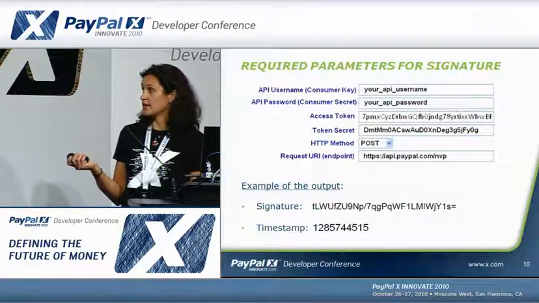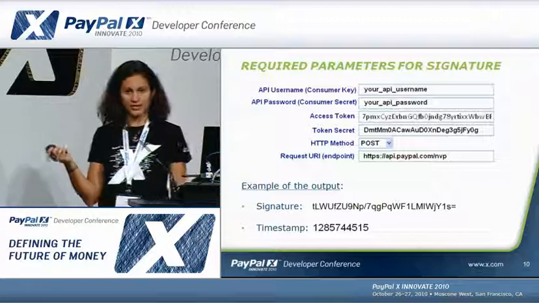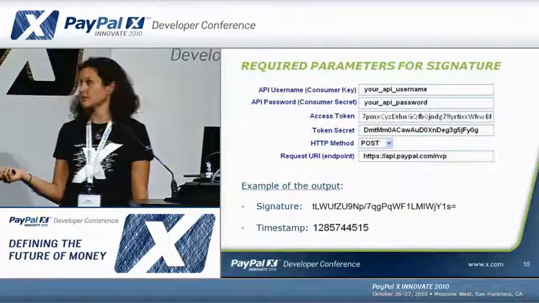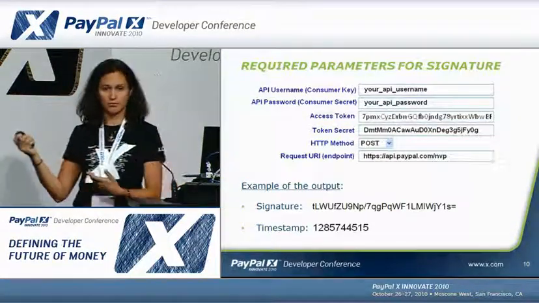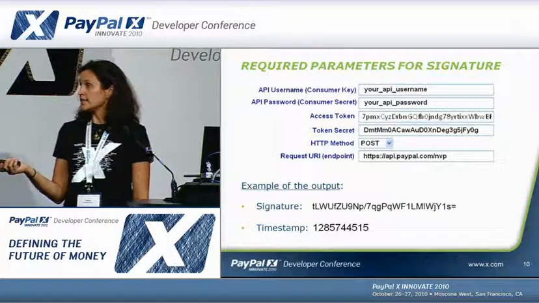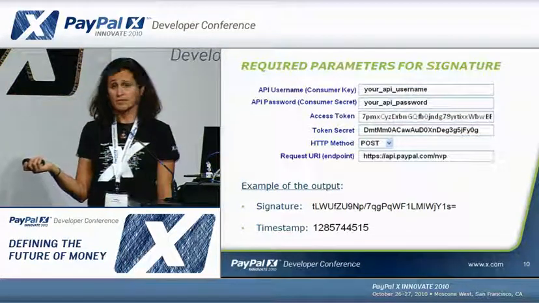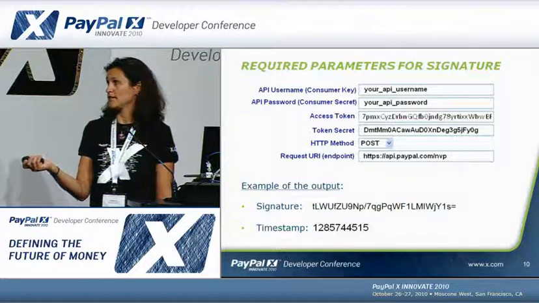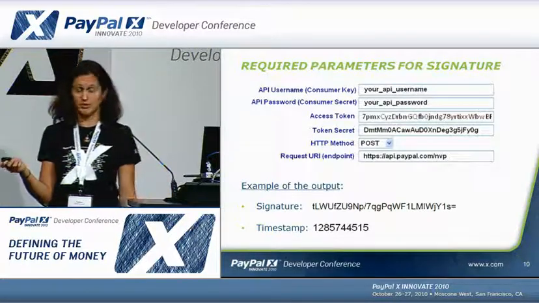And the request URI is an endpoint against which you're executing your calls. So this is live, and sandbox would be a different URI. This is an example of output. This is approximately how a signature looks, and this is a timestamp of when the signature was generated.